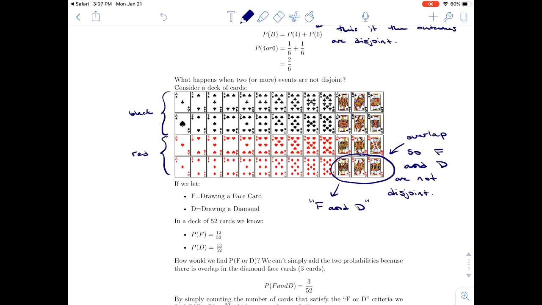That's fine. It doesn't care about the overlap. Where we start caring about the overlap is if I asked you, well, what's the probability of a face card or a diamond? So now, right, I don't care if it's a face card or if it's a diamond, as long as it's one of those, then that's the outcome that I'm interested in. Right? And so what we could do is we could count these and say, well, I know there's 13 here, and then 14, 15, 16, 17, 18, 19, 20, 21, 22 out of 52 cards satisfy that criteria of being either a diamond or a face card.